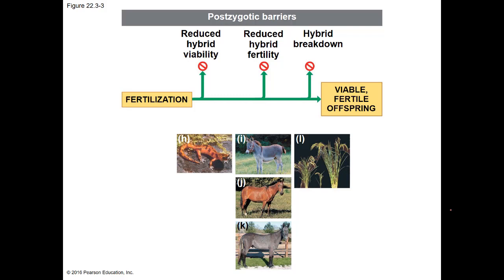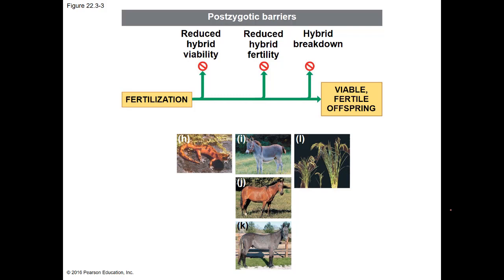So these are postzygotic barriers, things that happen after a zygote is produced. They're able to mate, they're able to fertilize the egg, they're able to produce an offspring, but either you get reduced hybrid viability. So with these lizards, if you get a hybrid, you just don't get offspring. Reduced hybrid fertility, best example is the mule. Donkey and a horse mate, they produce a mule, but mules are sterile in most cases. There have been some cases where they are not. Or there's hybrid breakdown, like with this plant, wheat or whatnot.